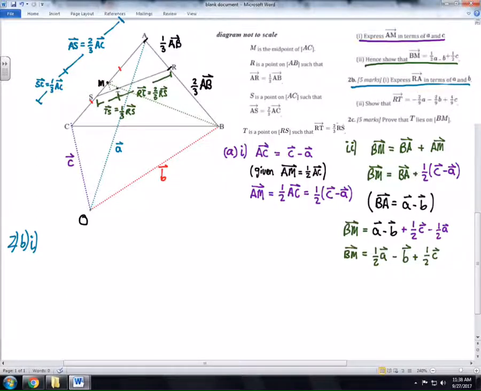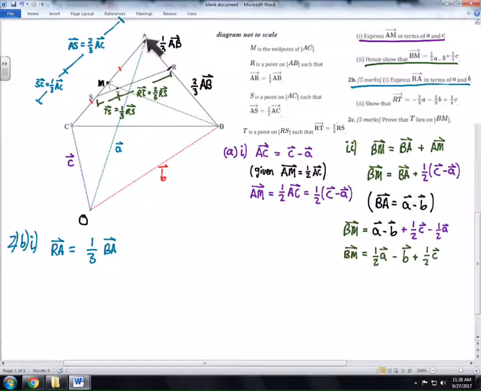Now we get to part B, and part B is just about the same kind of work or level of work as part A. This time we're going to look at RA in terms of A and B. So we find vector RA. Vector RA is, almost forgot where RA is. RA is going to be this little guy right here.